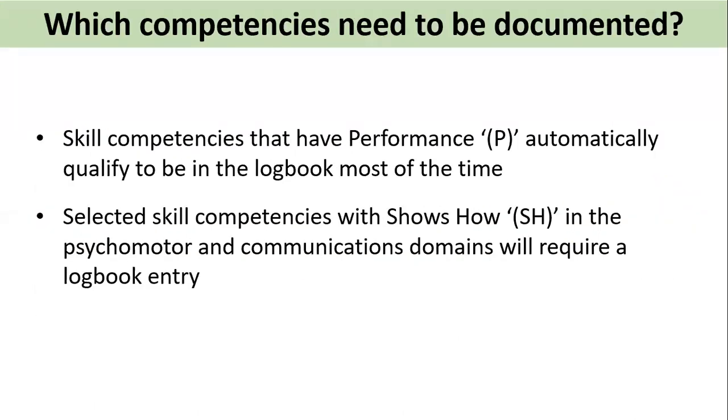Then there are a series of points that give us guidance as to what all we need to document. Which competencies need to be documented? Under this head, the skill competencies at the P level, performance, of Miller's pyramid automatically qualify to be in the logbook most of the time. This is the statement mentioned. And then selected skill competencies with SH in the psychomotor and communications domain will require a logbook entry. So the emphasis here is again SH, but in the psychomotor and communications domain.